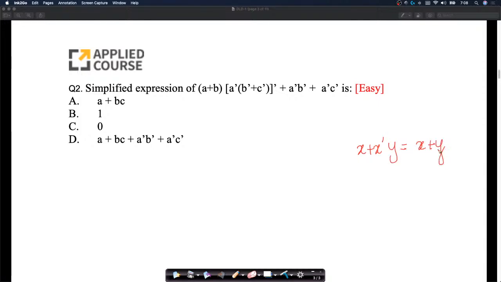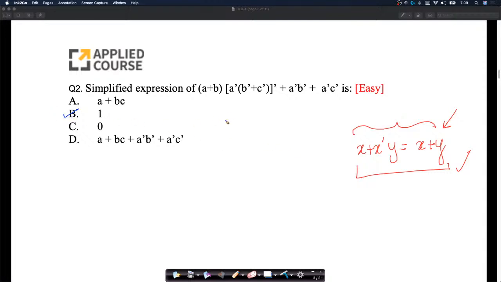So this is one very, very popular equation in Boolean algebra or Boolean expressions, which is often used in many GATE questions. Even if you see a lot of previous year GATE questions, they are very much based on this expression. So x plus x dash y is x plus y. If you know this, you just have to apply it here. Let me go ahead and answer the question. Most of you got it right.